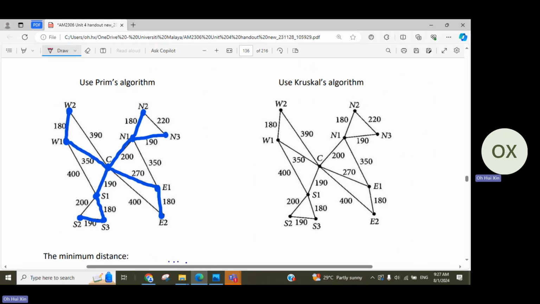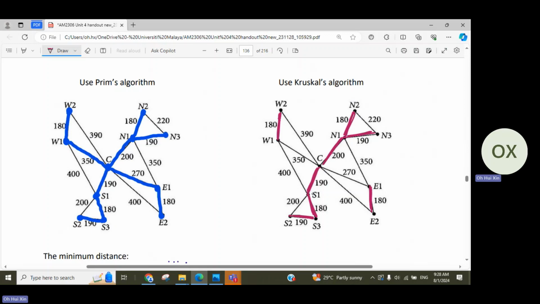All right, same thing, very quickly we go through the answer. Among all the edges here, the shortest is 180. So 180, 180, 180, 180. Then the next one is 190. Make sure that when you are choosing, you don't create any cycle. Then the next one is 200, and after that another 200. The 200 here will create a cycle, so we are not going to choose that.